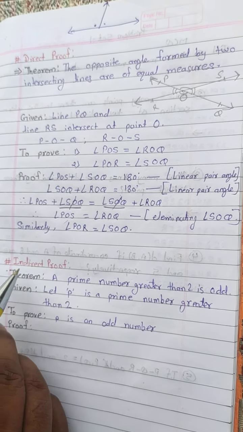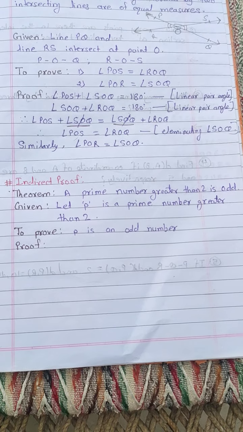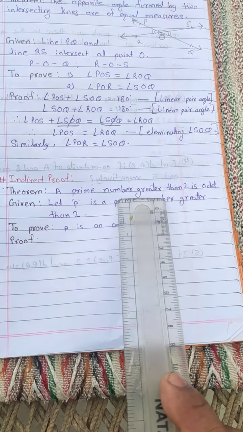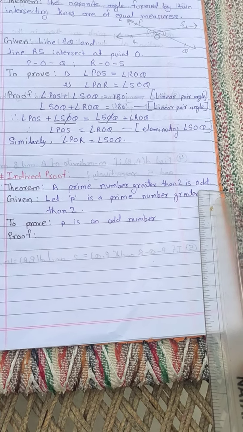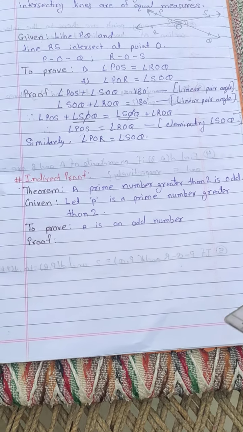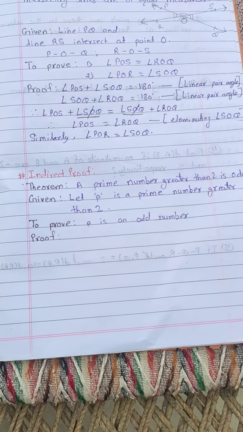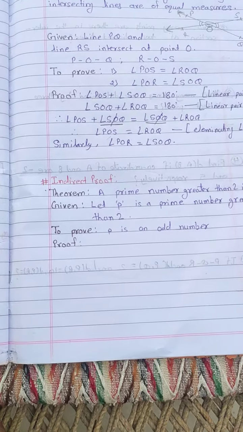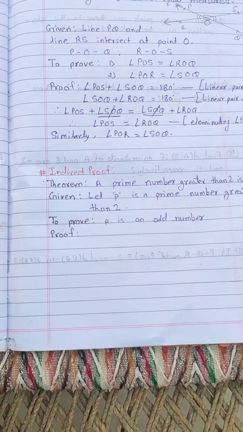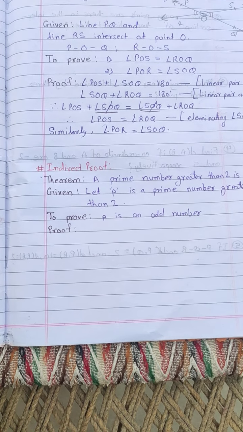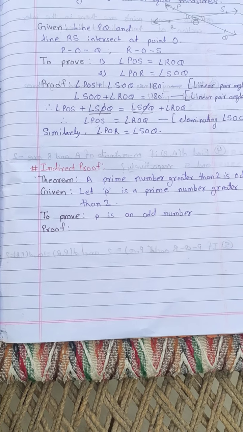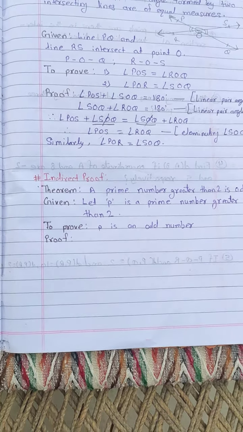Now we are going to learn the indirect proof. Now let's start the indirect proof. There is also one theorem: a prime number greater than 2 is odd. You all know prime number, composite number, even and odd. A prime number is divisible by only 1 or that number itself. Odd numbers you also know: 1, 3, 5, 7, like that. Even numbers: 2, 4, 6, 350, 352, 356, 450, 490. These all are even numbers, those which are divisible by 2.